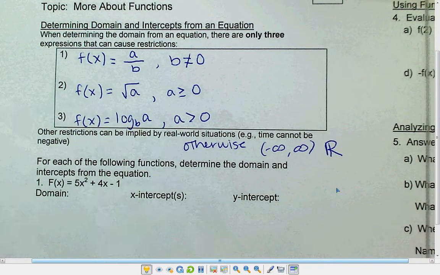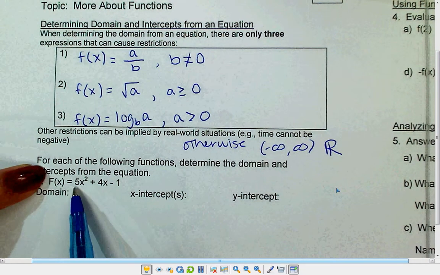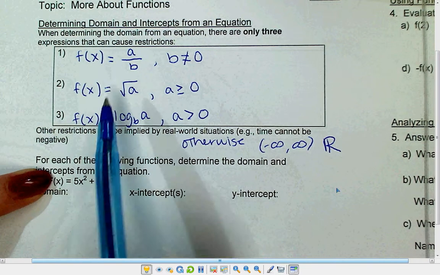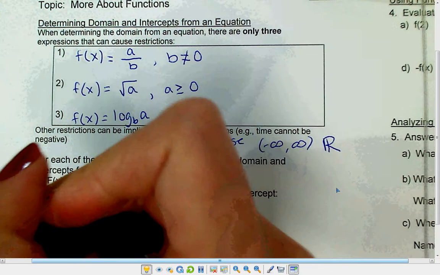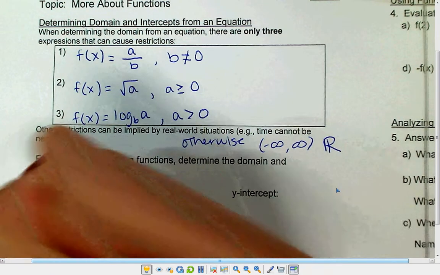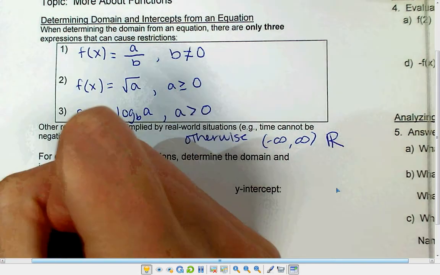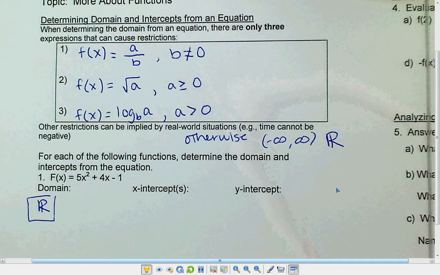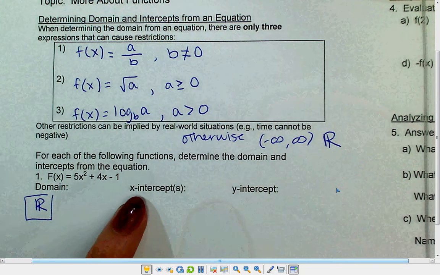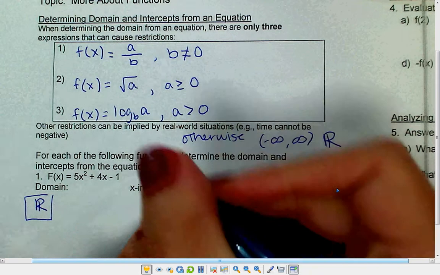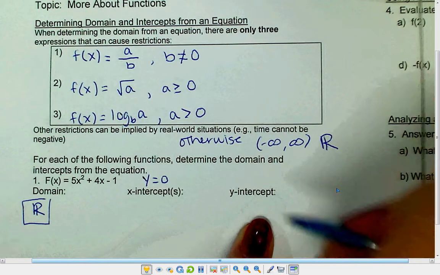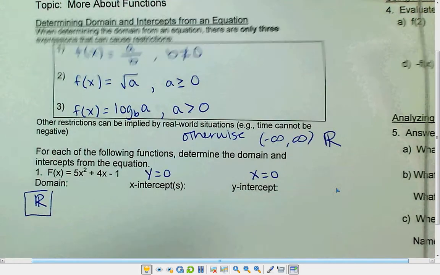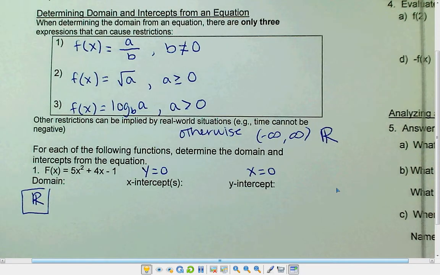So number one, if we look at f of x, this one right here is not a fraction, there's no square root, there's no log, so because it doesn't fit any of these three, the domain is just all real numbers. Easy. What we're also going to do here is find our x and our y intercept. So this is going to require a little bit of algebra. We know that our x-intercept is when our y value is 0, and our y-intercept is when our x value is 0.